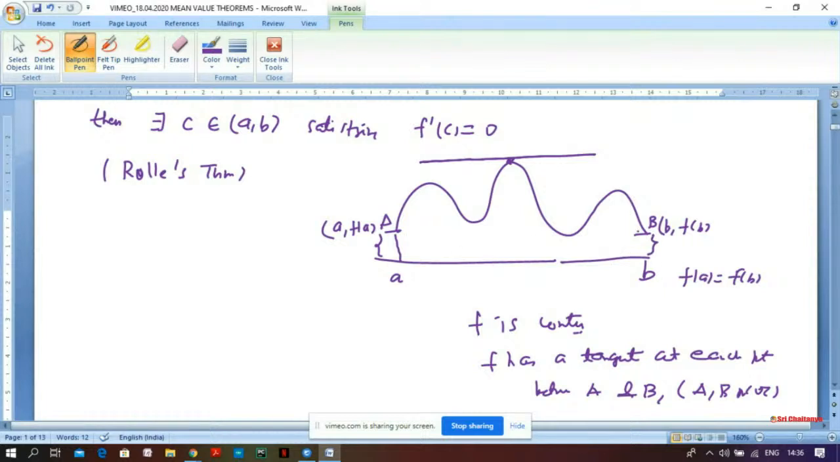So it says that there is a point C, some point, whose coordinates are given by C and f(C). So they are saying there is a point C such that f'(C) is 0. There may be more than one such point, that is fine. It says there exists a C, meaning at least one C, satisfying this. So this is called the geometrical meaning of Rolle's theorem.